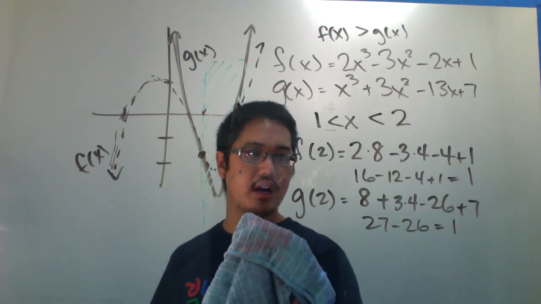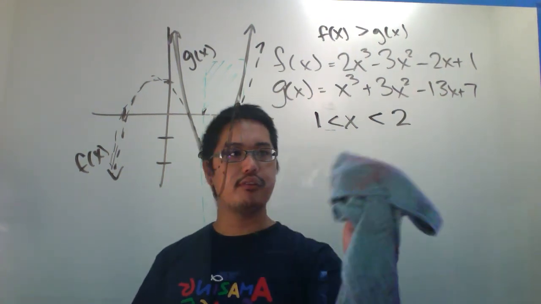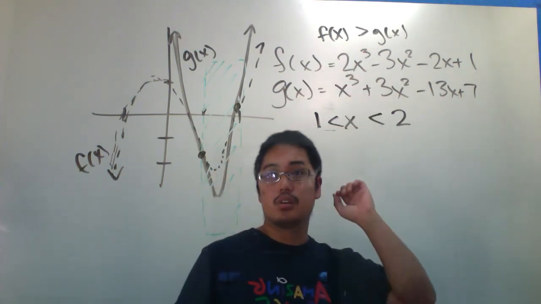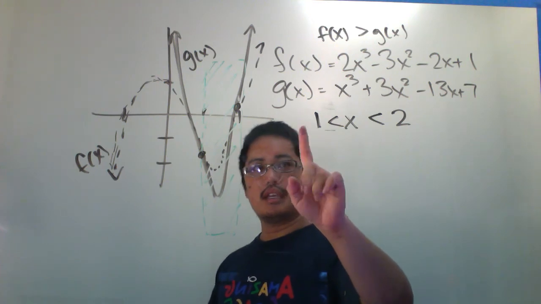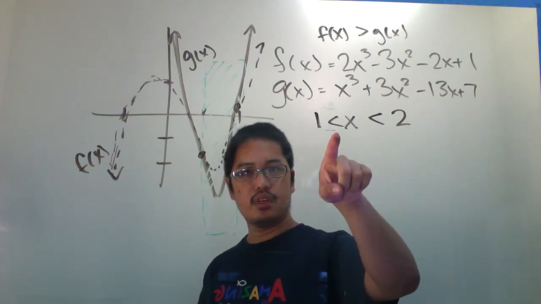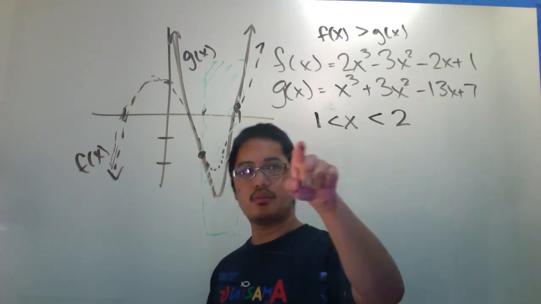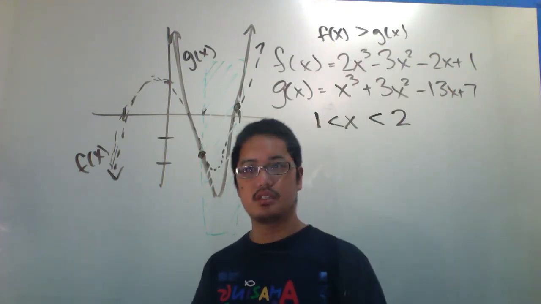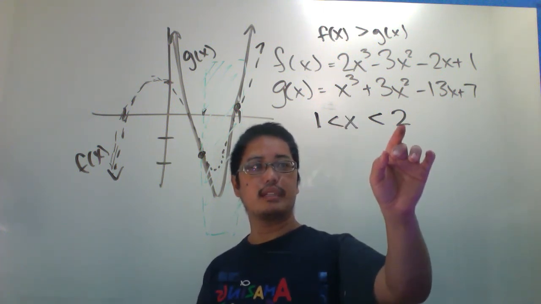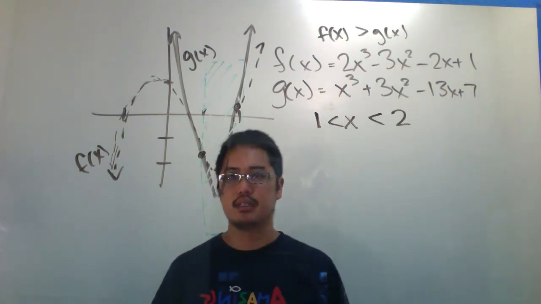Now, to be honest with you, I think that's enough. You did enough work to say that f of x is bigger than g of x if x is between 1 and 2. You don't put the bigger than or equal to sign, because when it's equal, f of x will be equal to g of x. So I only want strictly x bigger than 1 and x smaller than 2, because that's the region where f of x is going to be bigger than g of x.